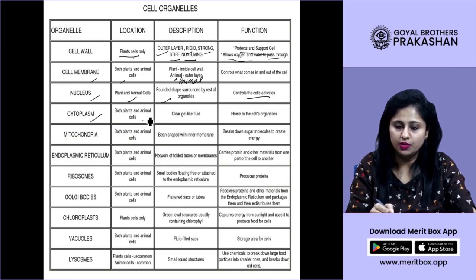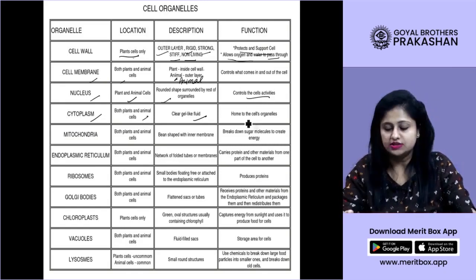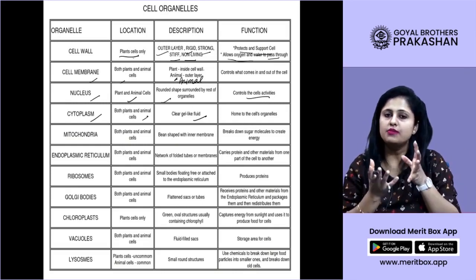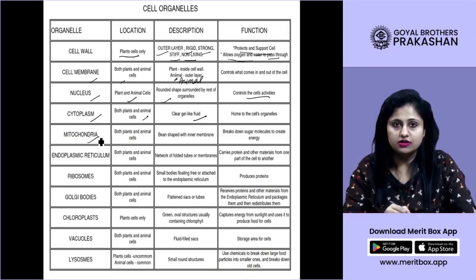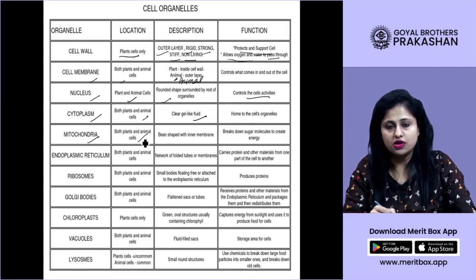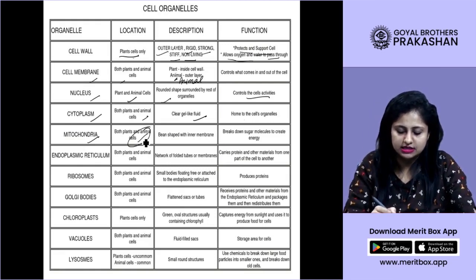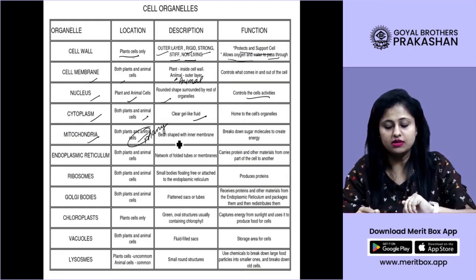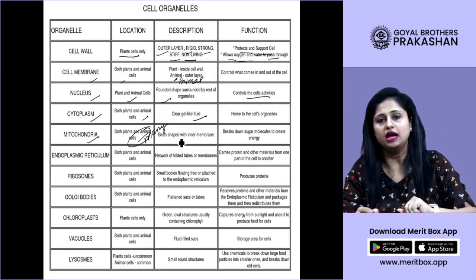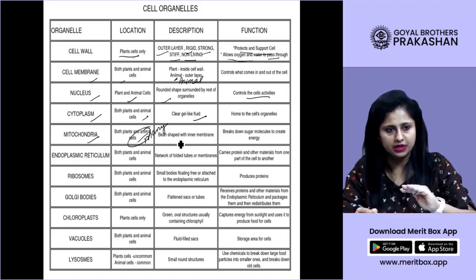Cytoplasm is present in both. It is a clear gel-like fluid. Its function is that it holds many cell organelles. Mitochondria, it is present in both the types of cells, plant and animal cell, but in case of the animal cells, mitochondria are many in number. Mitochondria is a bean-shaped structure and it possesses two membranes, inner and outer membrane.